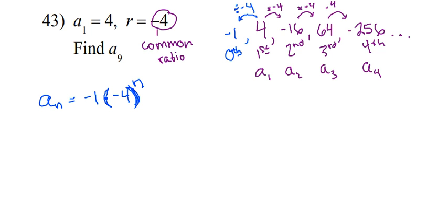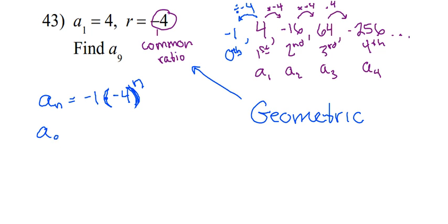And so for this one, I haven't said it yet, don't know why, but this is geometric because it has a common ratio. Constant multiplication, that's geometric. It goes with an exponential function, which we talked about some. The other option is arithmetic, which goes with a linear function. But here's our explicit formula. If we want the ninth term, that's -1 times -4 to the ninth power.